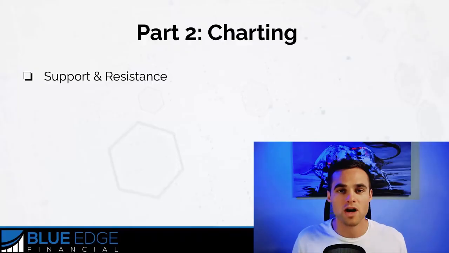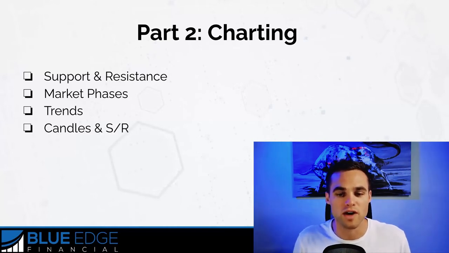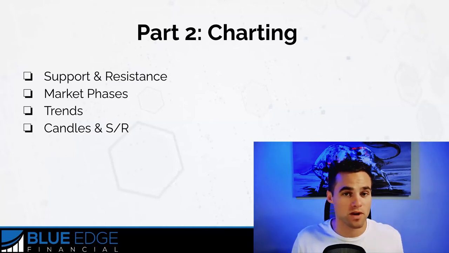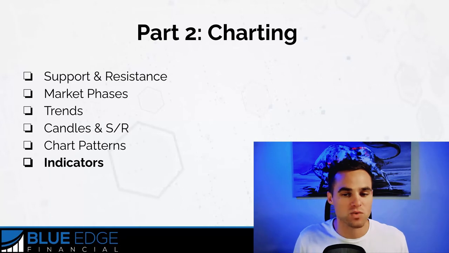Number 1, we're going to be talking about support and resistance and how to identify accurately support and resistance. We're going to be talking about the different market phases, which is incredibly important. We'll talk about trends and how to identify trends. We'll talk about using candles, which we learned about in the previous video, and how to combine them with things like support and resistance. We'll talk about different chart patterns, and then next week we're going to follow up and we're going to start talking about indicators.